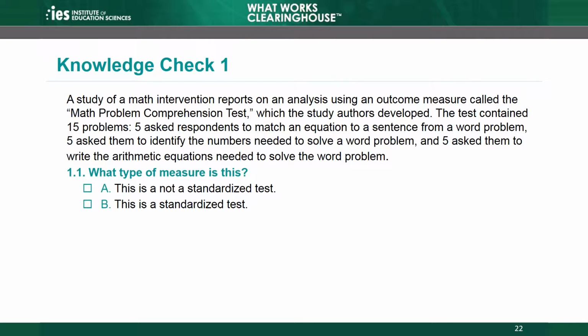Knowledge Check 1. A study of a math intervention reports on an analysis using an outcome measure called the Math Problem Comprehension Test, which the study authors developed. The test contained 15 problems. 5 asked respondents to match an equation to a sentence from a word problem. 5 asked them to identify the numbers needed to solve a word problem. And 5 asked them to write the arithmetic equations needed to solve the word problem.